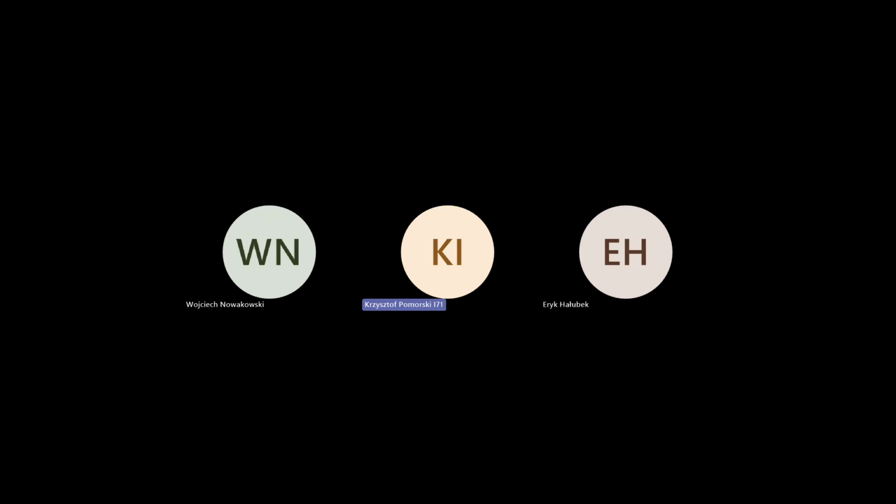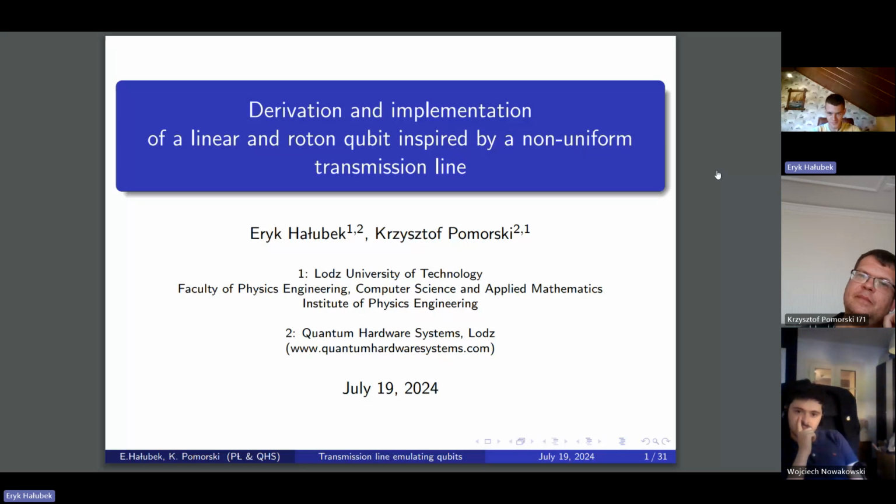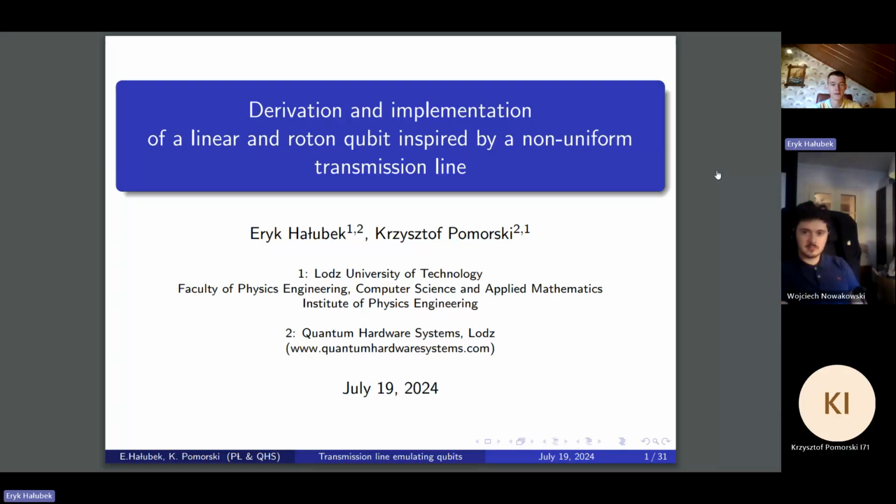Today's talk is by E. Hałubek, and the title of this talk is Derivation and Implementation of a Linear and Roton Qubit Inspired by a Non-Uniform Transmission Line. Eric, go ahead. Thank you for the introduction. So let's begin.